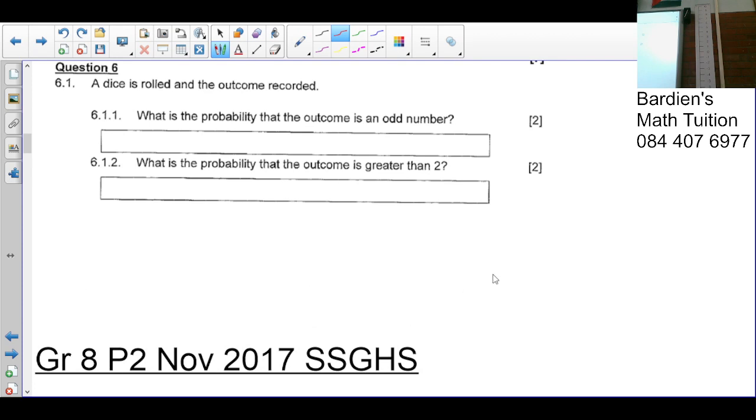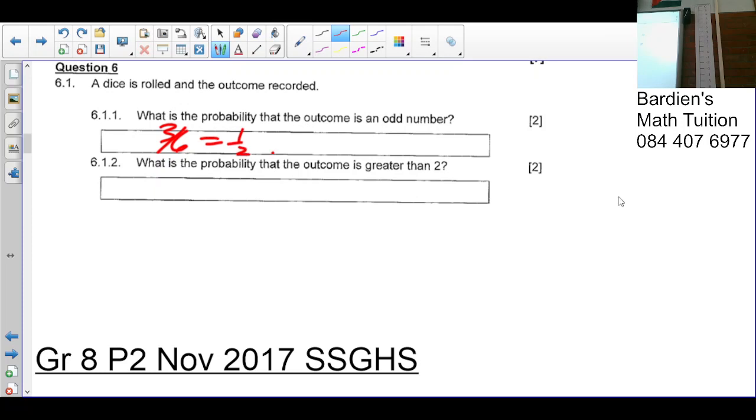Alright. So a die is rolled and the outcome recorded. You guys know what a dice is, yeah? A die. So how many faces does a die have? 6 faces. You will have 1 dot, 2 dots, and so on until 6 dots. What's the probability that the outcome is an odd number? So how many of those are odd? 3. 3 out of 6, which is? Oh yeah, we did this work.